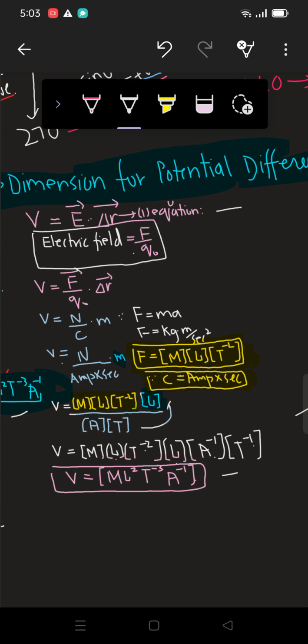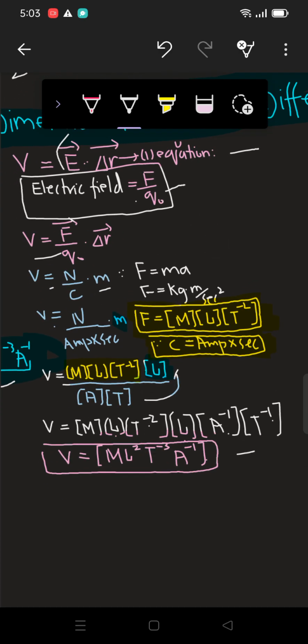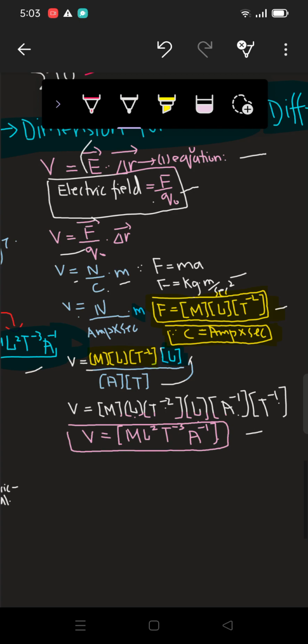We have done nothing but substituted force per unit charge instead of the electric field here, right? So force per unit charge into displacement. We know that the unit of force is Newton, the unit of charge is coulomb, and the unit of displacement is meter. Now we know that Newton is equal to what? Newton is equal to ma, which means mass into acceleration, and mass into acceleration is equal to kg meter per second square, and the dimension of force is MLT⁻². Alright, and we know that coulomb will be equal to what? 1 coulomb is equal to 1 ampere into 1 second. So we have just substituted this value here.